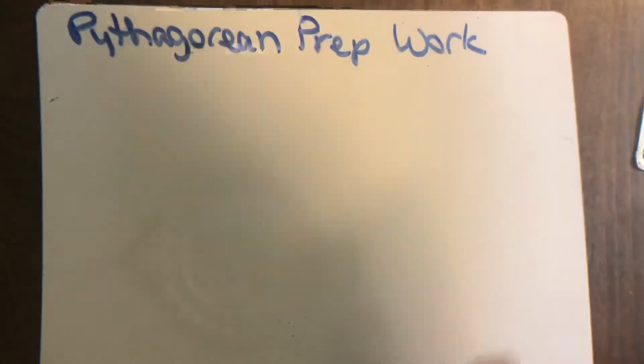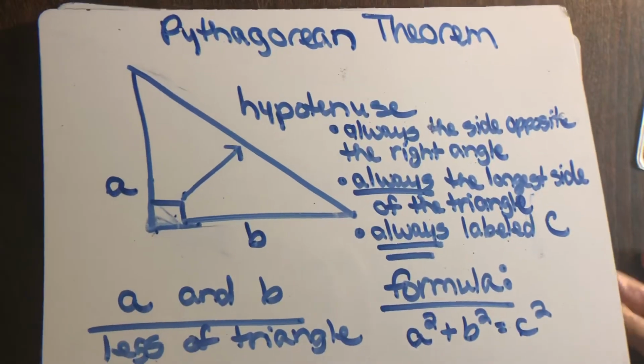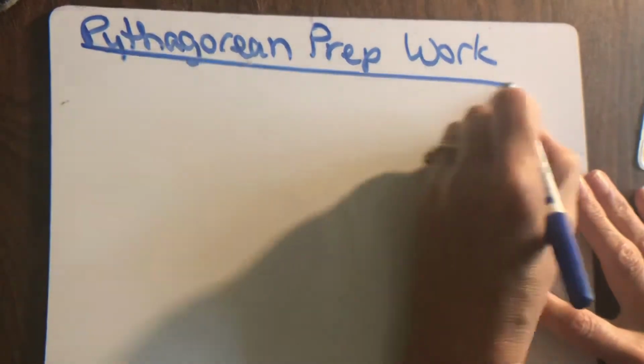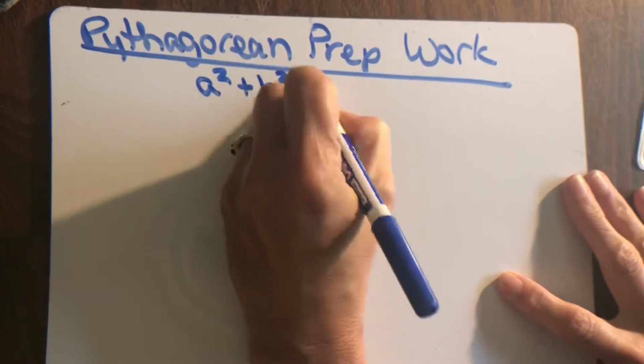In the previous video, we talked about Pythagorean Theorem and we took some notes. So if you've just joined us, go back and catch up on that. Get your note card out if you've done that with me. And let's do some prep work for Pythagorean Theorem. Remember your formula, a squared plus b squared equals c squared.